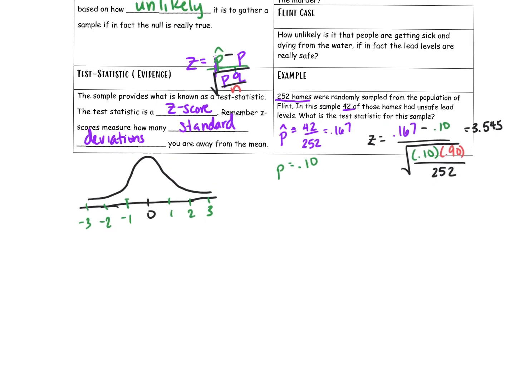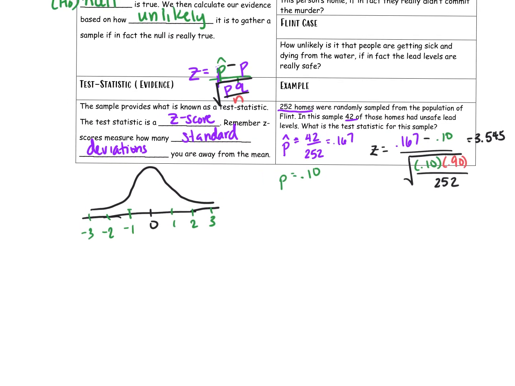Now, if we go back to our curve, 3.545 puts me way out here. This is a z-score of 3.545. And what that means now is this. First off, I want to know, is this value typical or is it not typical? Typical values will fall around 0, because typical here means, are they close to the mean? But I see that this value falls way out here, more than 3 standard deviations away from the mean. So this is a very atypical value for what we're looking at. And I want to know now, how atypical is it?